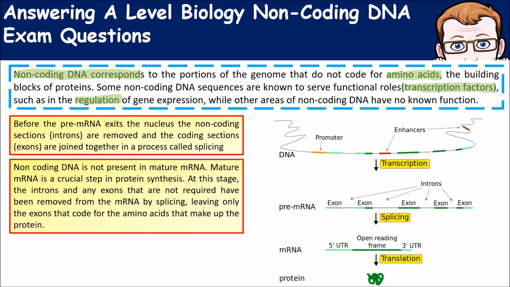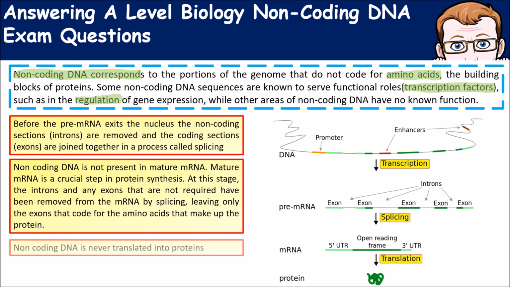So the mature messenger RNA is the crucial step within protein synthesis. At this stage, the introns and any exons that are not required have been removed from the messenger RNA by splicing, leaving only the exons that code for the amino acids that make up a particular protein. So non-coding DNA is never translated into proteins, most importantly.